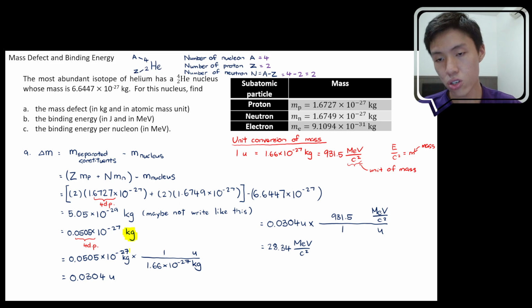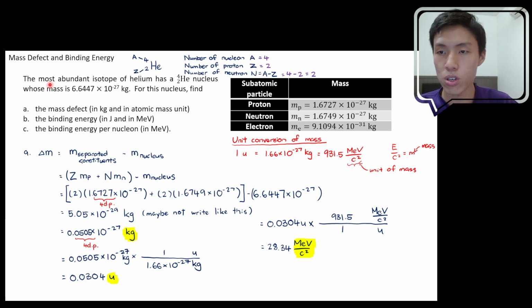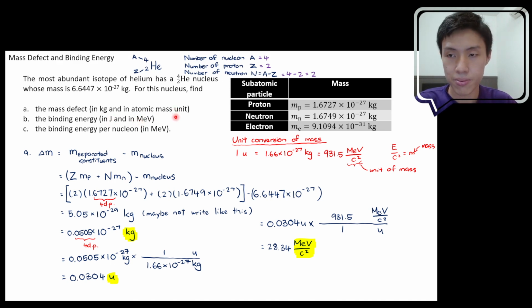One is in kg, one is in atomic mass unit, one is in MeV over c square. 3 different units to represent the mass defect. Okay, afterwards I can continue to use what I've obtained here to determine binding energy, which is what's required for question number B. Question B asks for binding energy in joule and in MeV. So I'm going to show 2 different methods of getting binding energy from the mass defect.